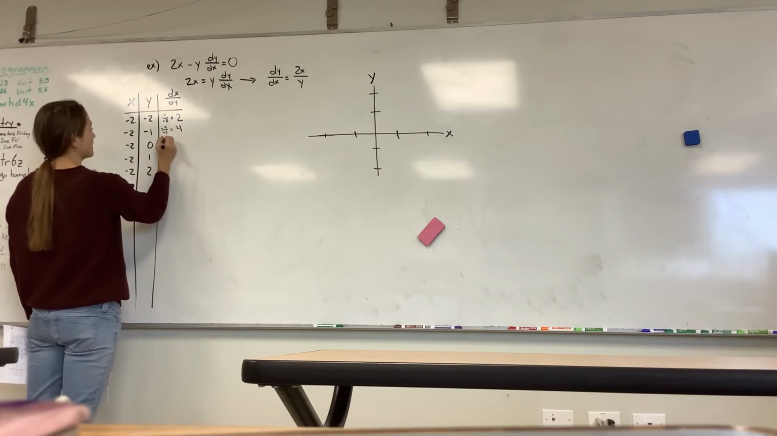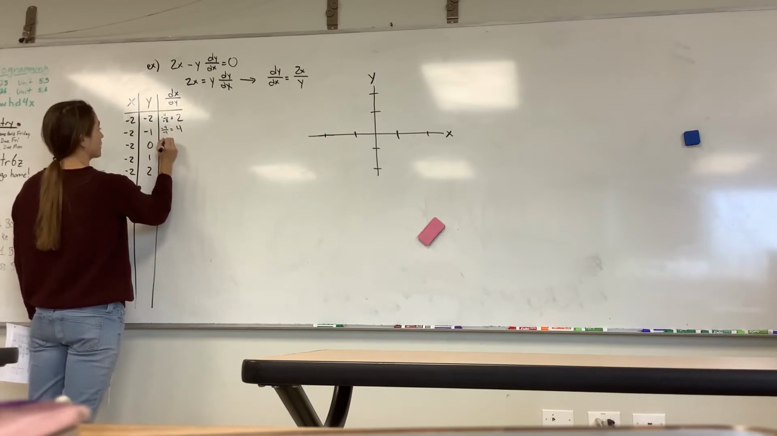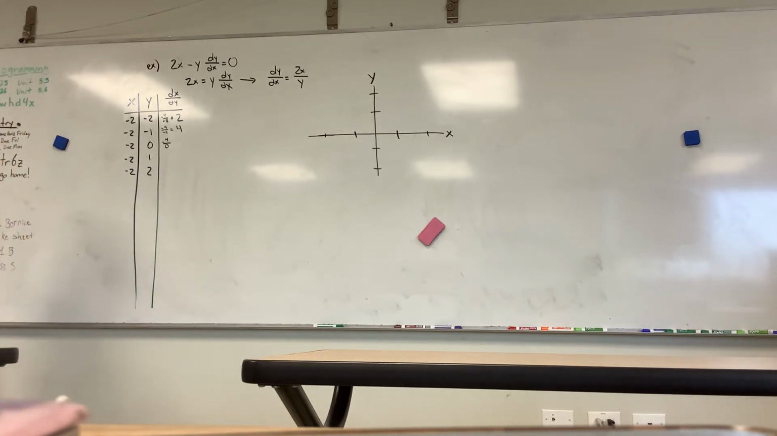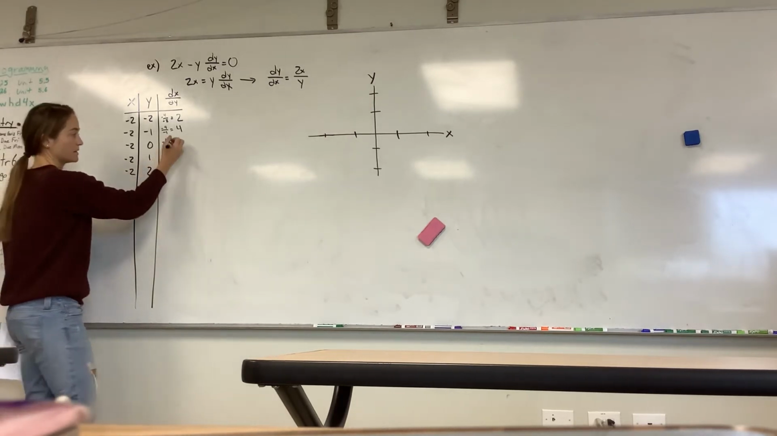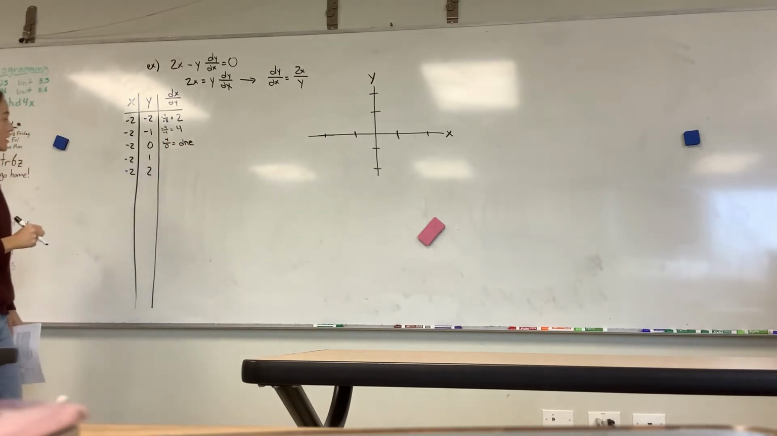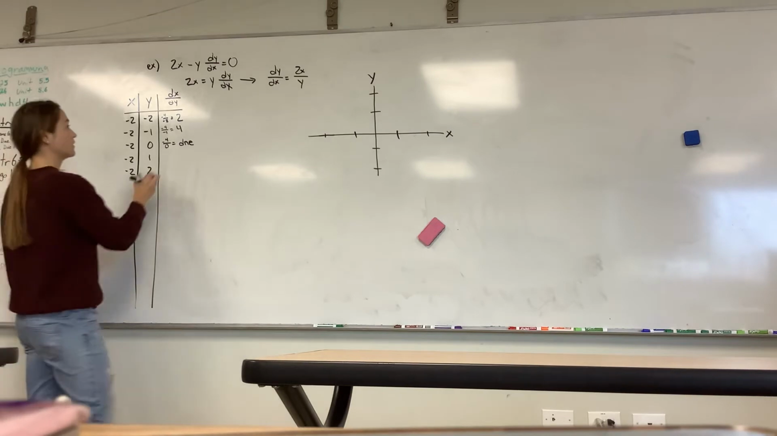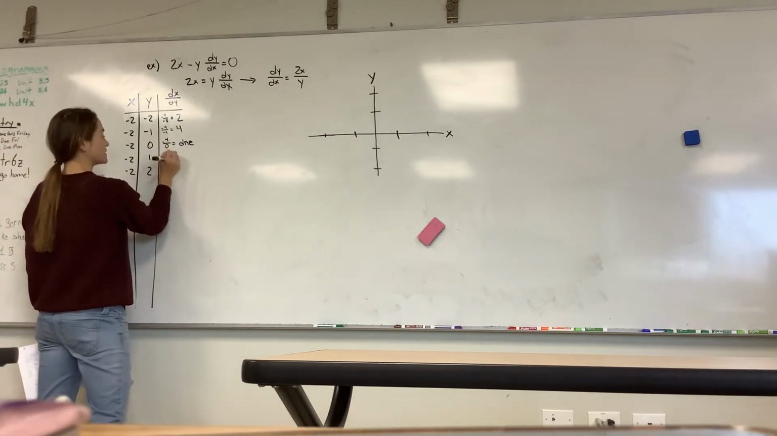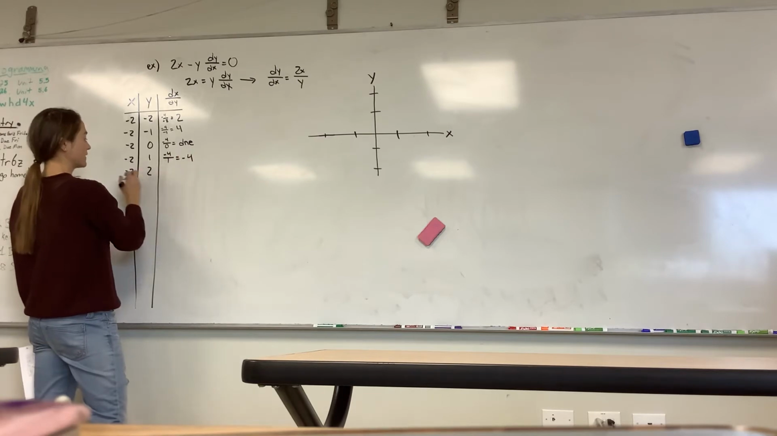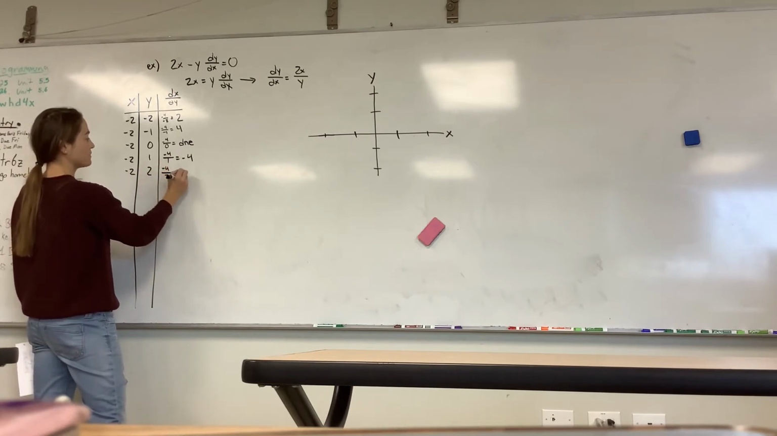If I have a -4 over 0, interesting, 4 divided by 0 does not exist. If I do a -2 as x, I get a -4 over 1, that's a -4. And then if I do a -4 over 2, that's a +2.